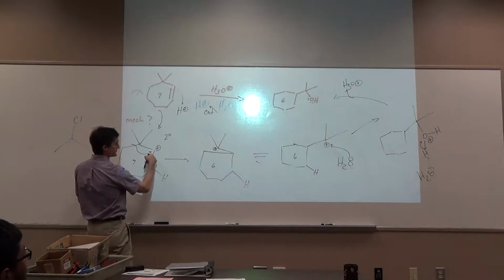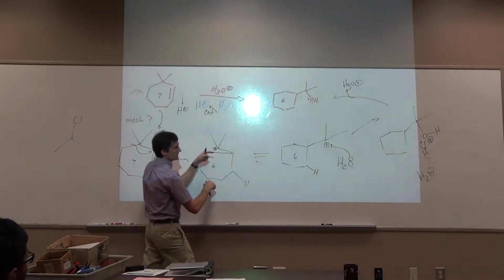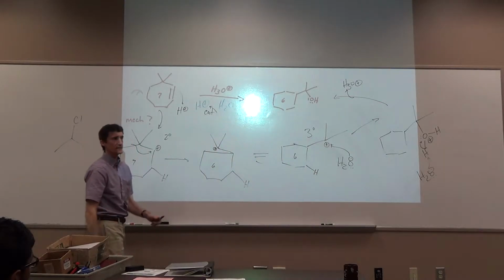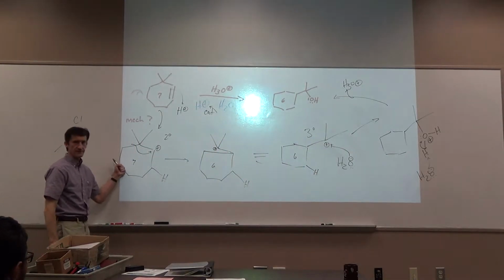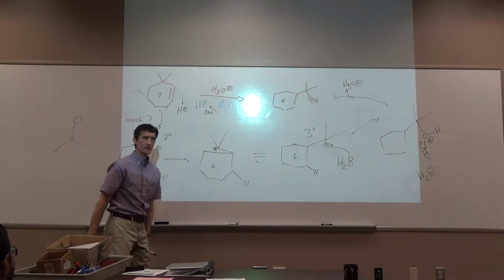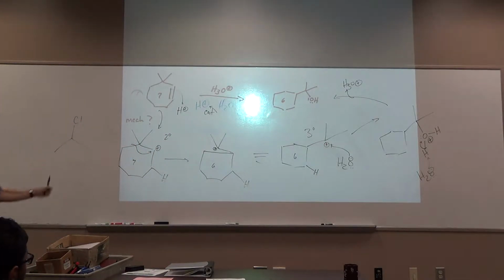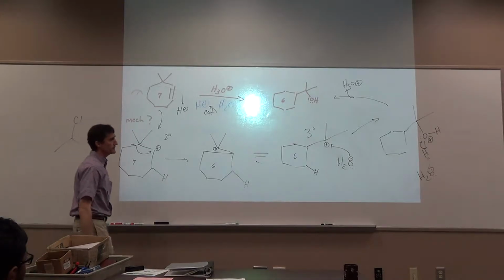Why would it do that? It went from secondary to what? Tertiary. Now tertiary. But what's another reason it did this? It went from 7 to 6. 6 is a better sized ring because in the 7, the bond angles are too wide. 5 and 6 are your best rings.